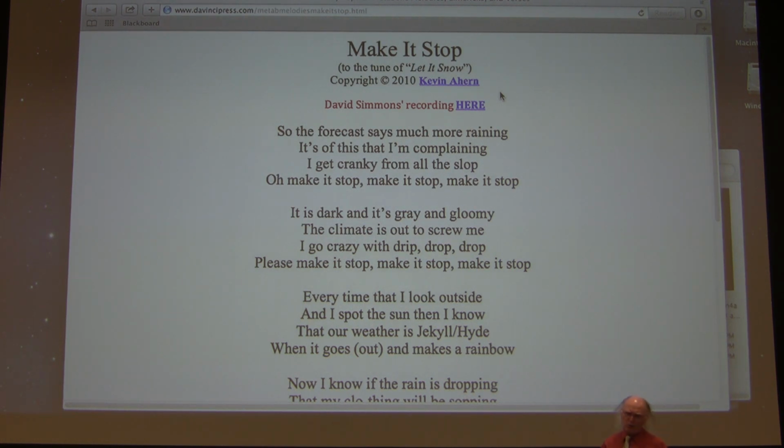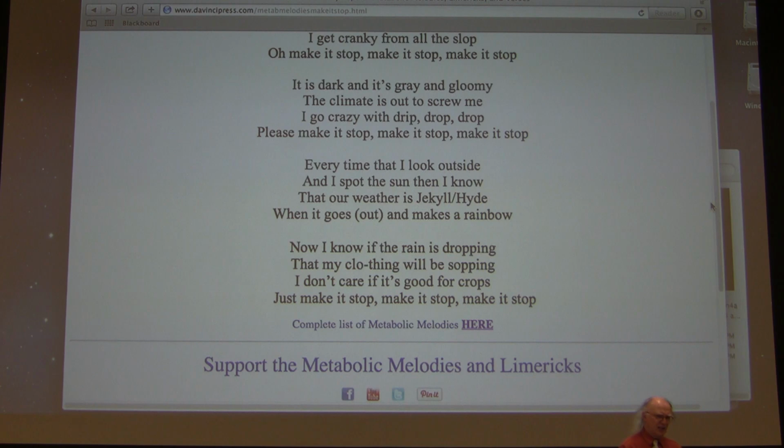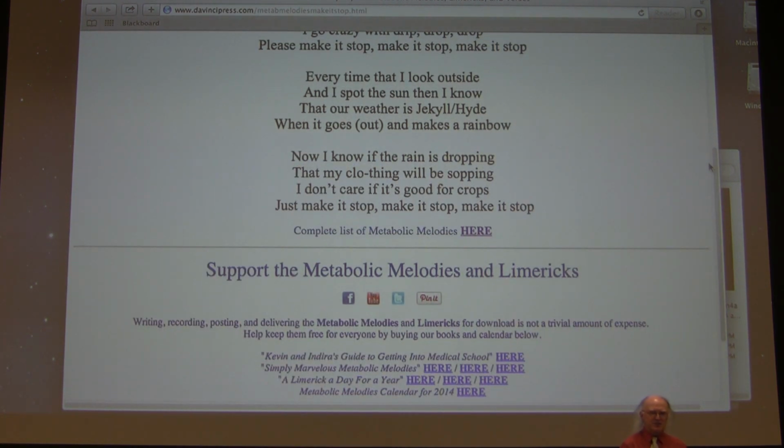The forecast says much more raining. It's of this that I'm complaining. I get cranky from all the slop. Make it stop, make it stop, make it stop. It is dark and it's gray and it's gloomy. The climate is out to screw me. I go crazy with drip, drop, drop. Make it stop, make it stop, make it stop. Every time that I look outside and I spot the sun, then I know that our weather is Jekyll Hyde. When it goes out and makes a rainbow, oh, if the rain is dropping, that my clothing will be sopping. I don't care if it's good for crops. Make it stop, make it stop, make it stop.